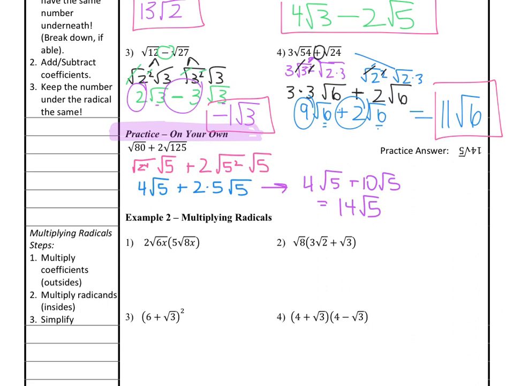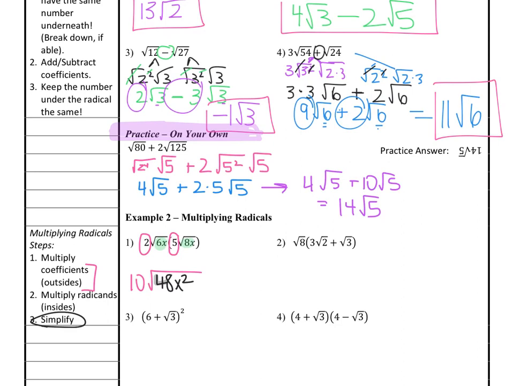When you multiply, you want to multiply first the coefficients, meaning the outsides. So I take this coefficient of 2 and this coefficient of 5, and I multiply them to get 10. And then we have square root, because now we're going to multiply the stuff underneath the radical, the 6x and the 8x, to give us 48x squared. And then we have to simplify.